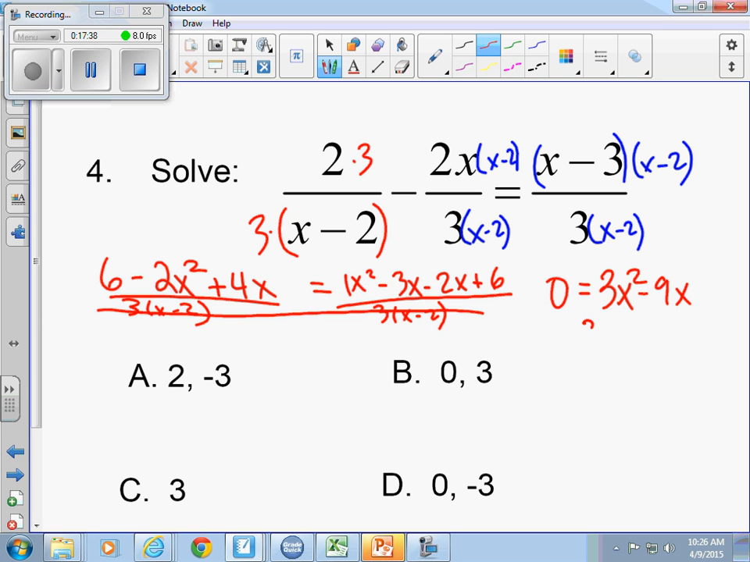So I can factor out a 3x, and I get x equals 0 and 3. I do need to go back and check restrictions. What are the restrictions on this? What can x not be? X just can't be 2. So are these two okay? Yeah.